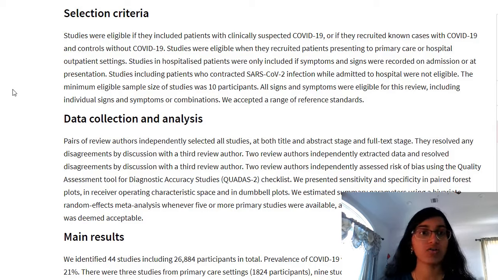And they also looked at studies in hospitalized patients who presented symptoms of COVID when they were being admitted. On the other hand, they do say that if people contracted COVID while they were in the hospital, then they were not eligible for the study because it's clear then that they probably contracted COVID, maybe from another person in the hospital. Okay, so that makes sense. They defined their selection criteria here.